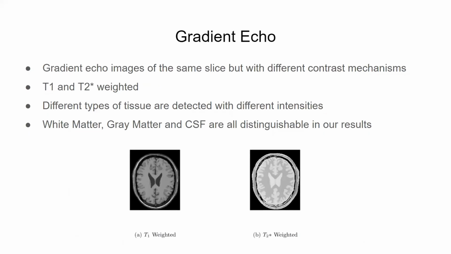We then took the gradient echo images of the same slice with T1 and T2 star weighted contrast. In our output, the different types of tissues showed different intensities and were easy to distinguish.